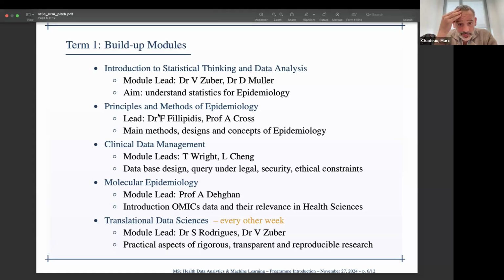Then we have another module, which is important for term two, on molecular epidemiology, led by Professor Degem. So that's really introducing you to omics data and molecular data. And you will see in that module what the different types of omics are that you could have, what the specifics are, and what they are useful for.